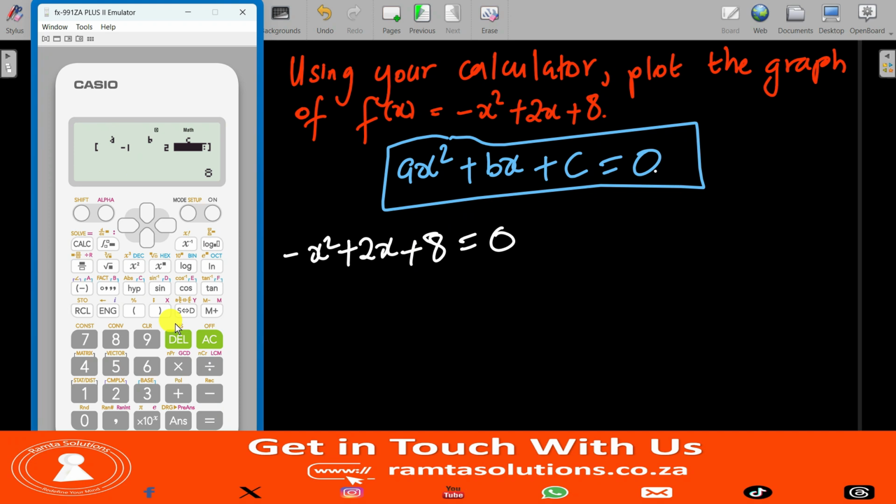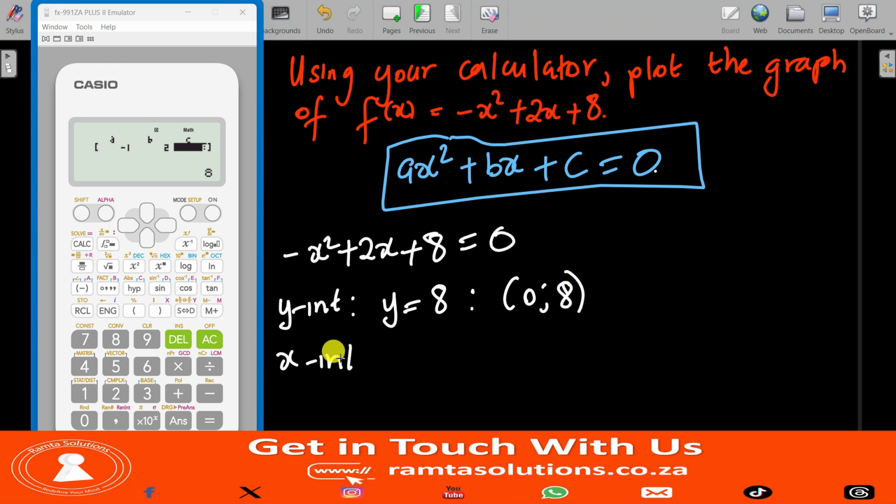We are good. So we will begin first. When you look at this equation, you know what your y-intercept is, isn't it? Your y-intercept, as you're looking at this equation, is y equals 8. As you can see, it is the constant, meaning it is the coordinate (0, 8). Now we can find our x-intercepts.